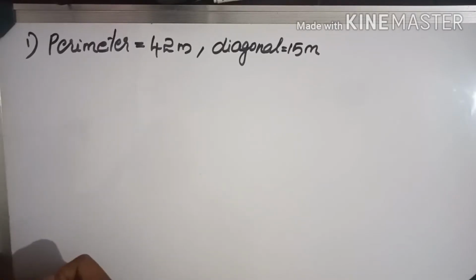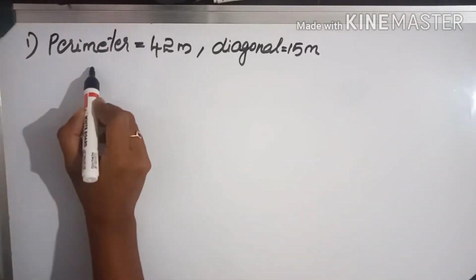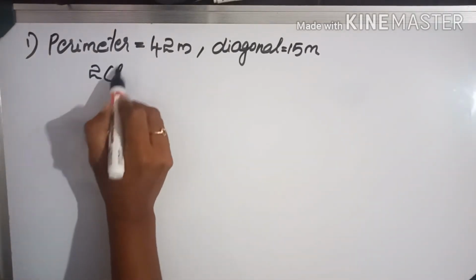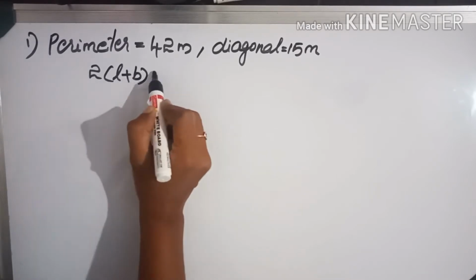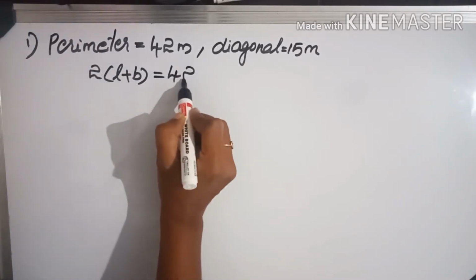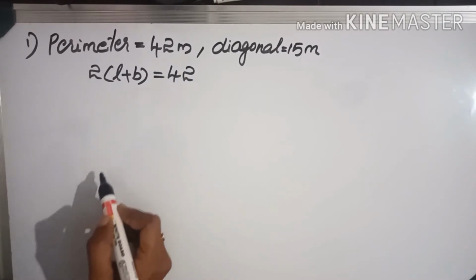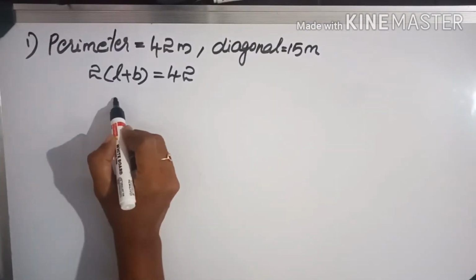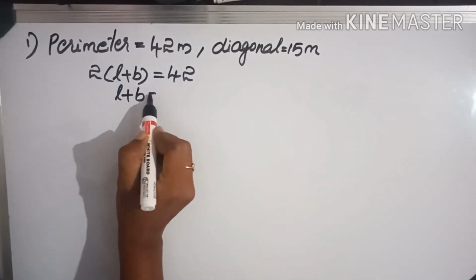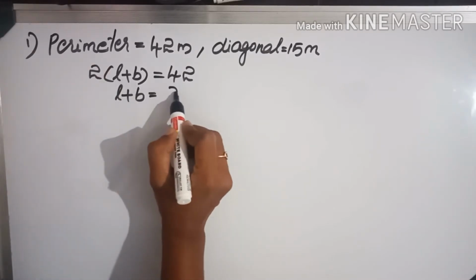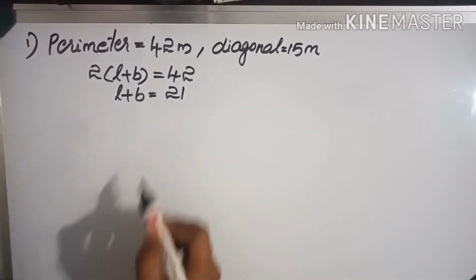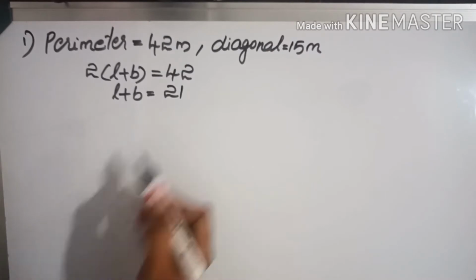So the method is the same as the previous question. It's about a rectangle, and the rectangle's perimeter is given, and the diagonal also. Perimeter means what is the equation? That is 2 into (L plus B) equal to 42. This is the perimeter of a rectangle. Now L plus B will be what? L plus B equal to 42 by 2, that is 21 we can write. Length plus breadth equal to 21.